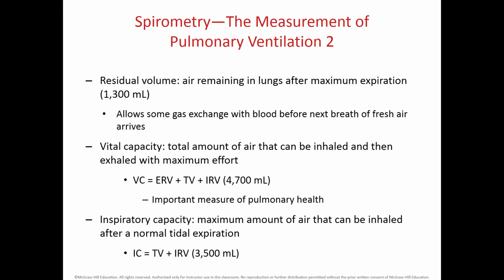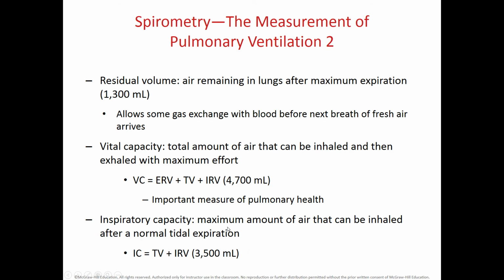So what is the residual volume? It is the air remaining in the lungs after a maximum expiration, which is 1.3 liters. Vital capacity is the total amount of air that can be inhaled and then exhaled with a maximum effort. And you can see the formula in here. Vital capacity is ERV, expiratory reserve volume, plus the tidal volume or TV, plus the IRV, inspiratory reserve volume. So it can be up to 4.7 liters. And this is important to measure pulmonary health.